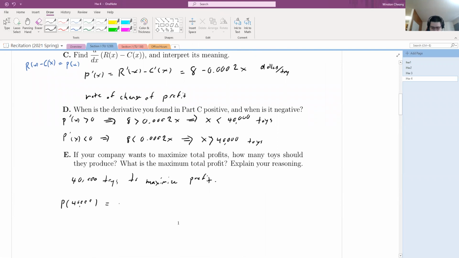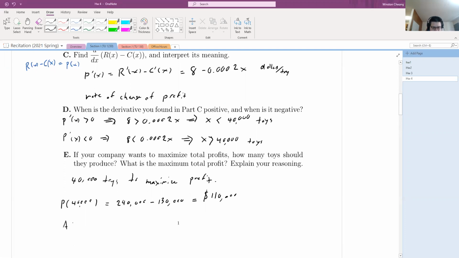So pretending that we actually computed these, you would get 240,000 for the revenue, I think, and then 130 for the cost. And so then this is going to give you 110,000 total profit.